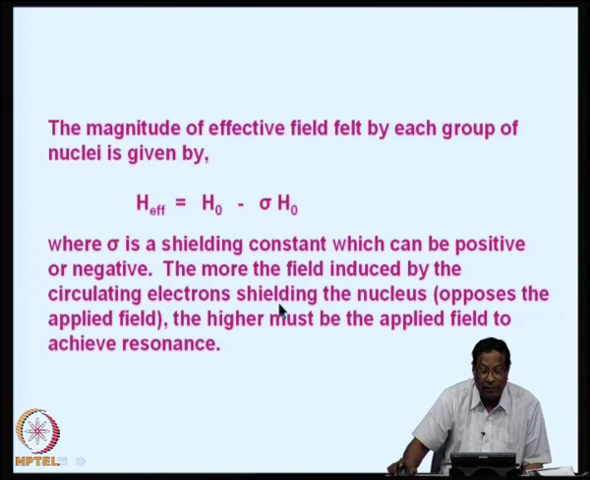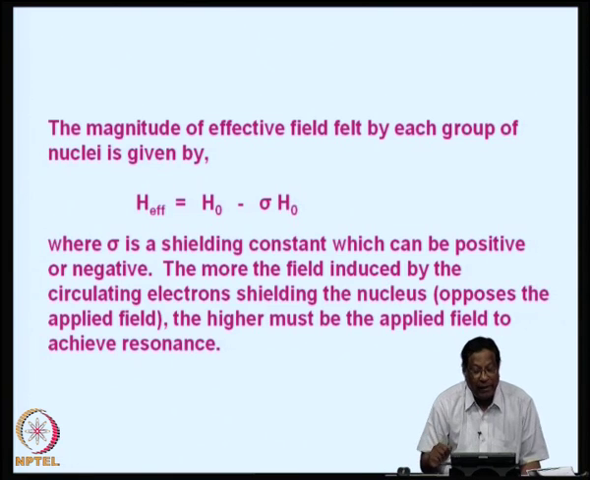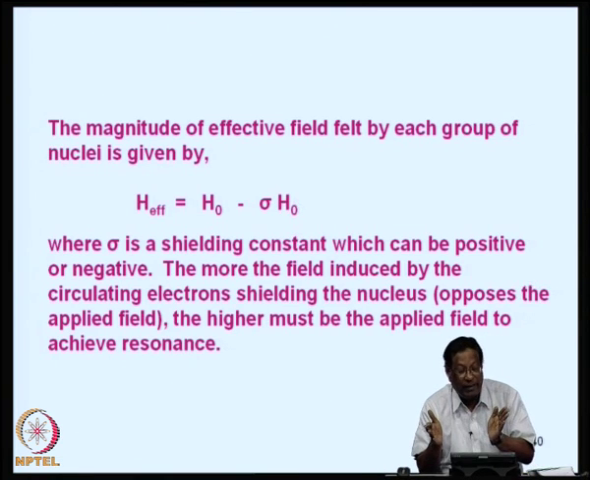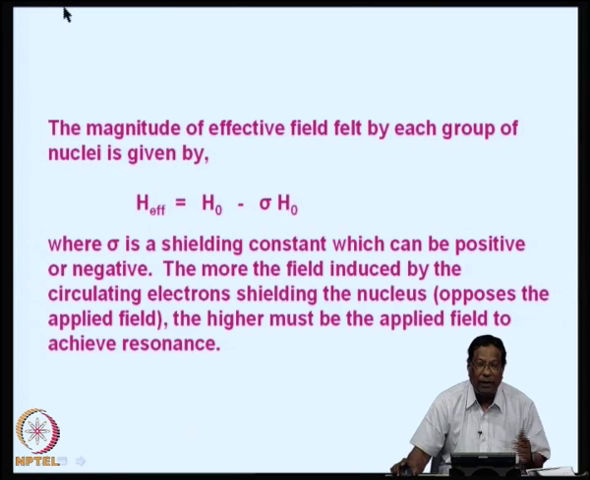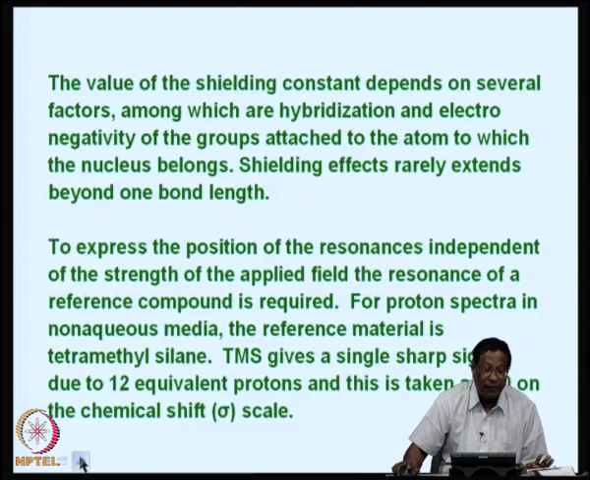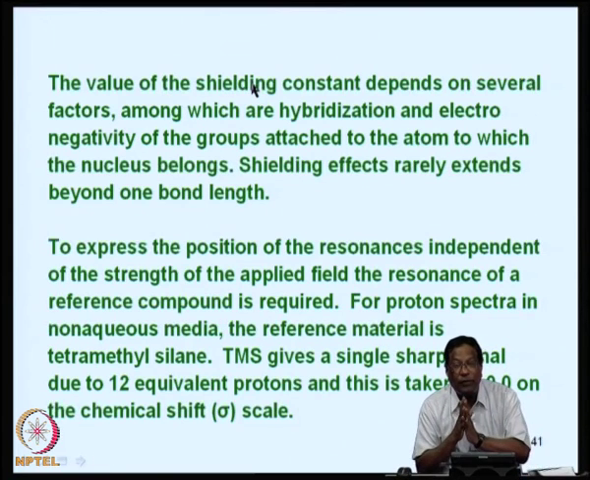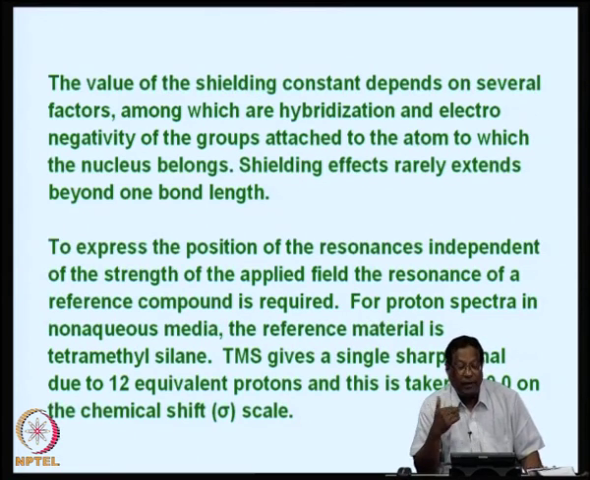This we have already discussed, but what is more important is that the more the field is induced by the circulating electrons shielding the nucleus, the higher must be the applied field to achieve resonance. If the field is more, the applied field also should be more to obtain the resonance. So, the value of the shielding constant depends on several factors, among which are hybridization and electronegativity of the groups attached to the atom to which the nucleus belongs.